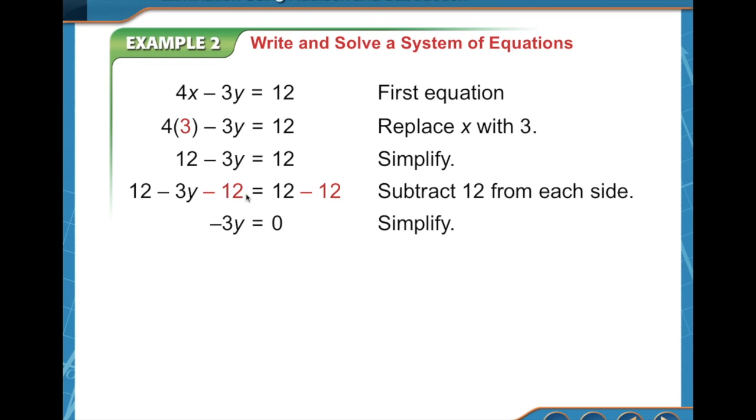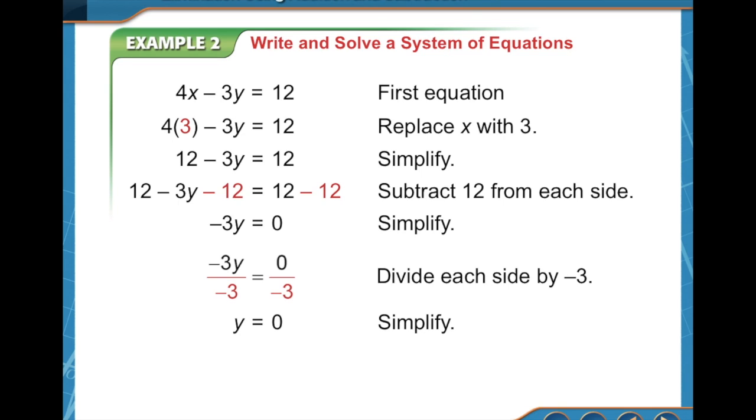On the left, the 12s go away, so we just get the negative 3y. On the right, the 12s disappear, we just get 0. So negative 3 times what number would give you 0? Well, if you divide anything, 0 divided by anything is still going to be 0. So we know y must be 0.